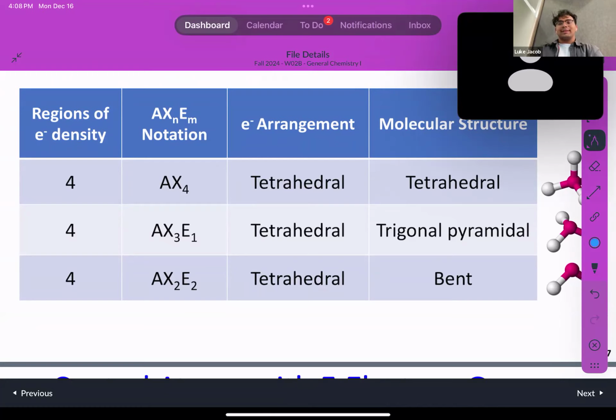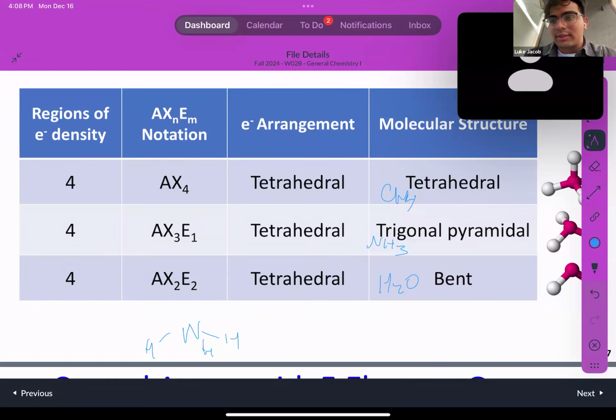If not, then I'll keep moving forward. All right, so this stuff is pretty self-explanatory. An example of this would be CH4. This is ammonia, that's a good example. And this is H2O. These are the prime examples. So NH3 would be something like this.